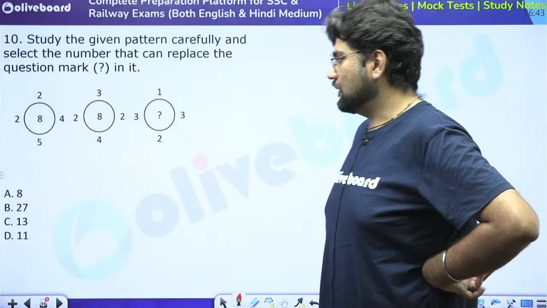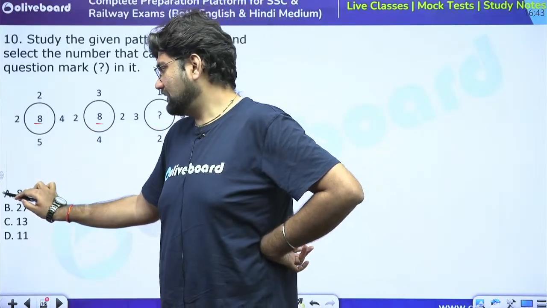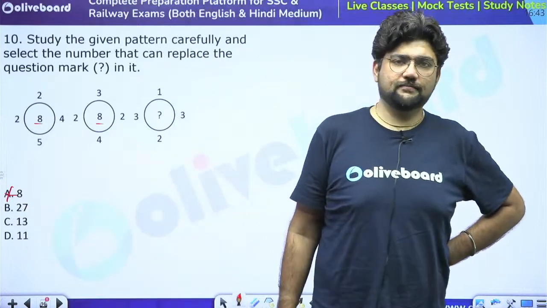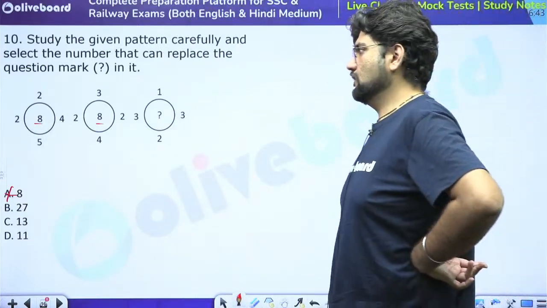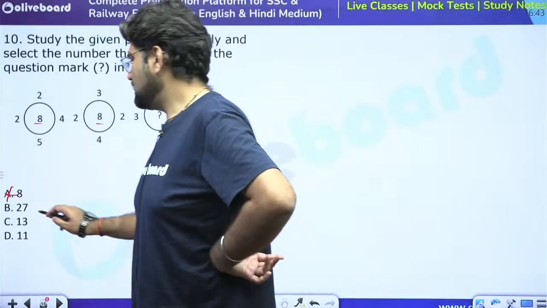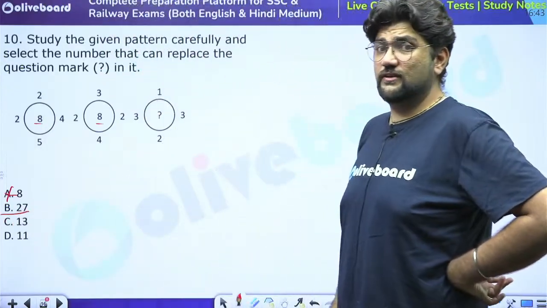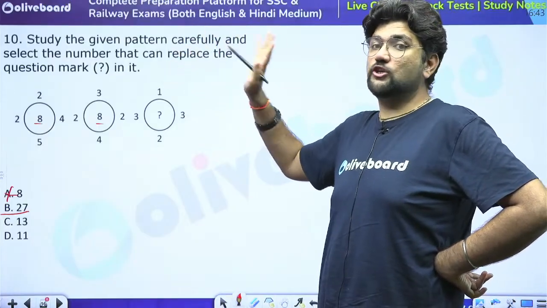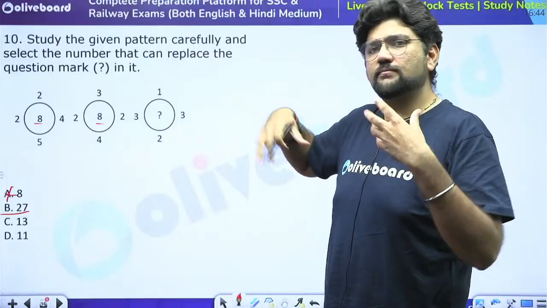Now a lot of people will get trapped here. 8, 8, why not 8 here? I think this has been resolved for a lot of students that majority of the times this is not correct. Of course, it cannot be so simple. You'll have to have a logic. But then you'll go and see 27. Ignore the other options, but if you see 27, one thing should come to your mind that 8 and 27 are cubes. 2 cube, 3 cube. Can it be somewhere something around cubes?